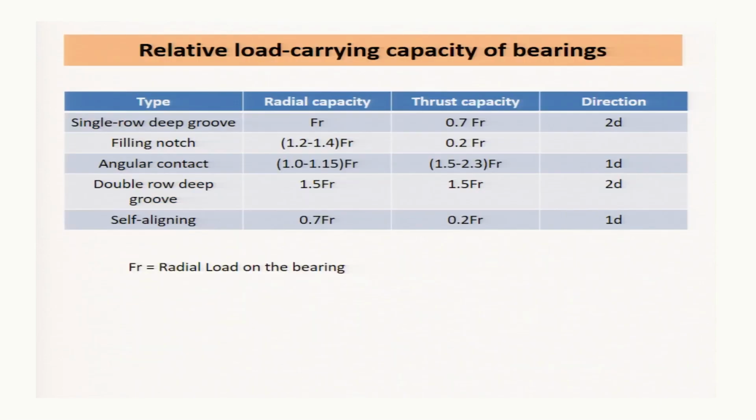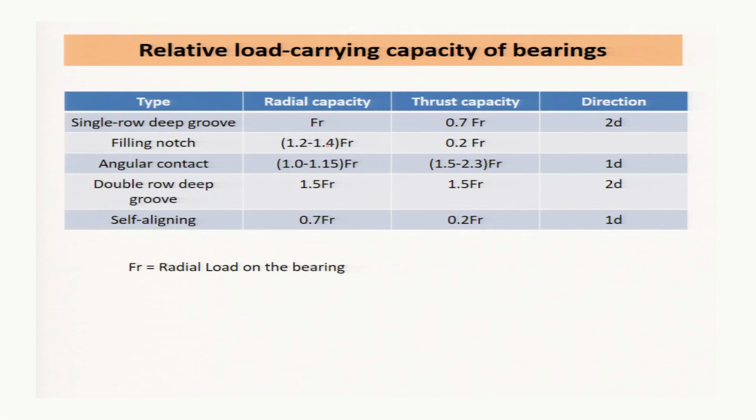Now the relative load carrying capacity of different types of bearings are given in this table. In the single row deep groove ball bearing, if the radial capacity is Fr, then the thrust capacity should be 0.7 of the Fr. Well, in two directions it may work, along the axial direction and along the radial direction. But along the axial direction, it can take a smaller load in comparison to the radial directional load.